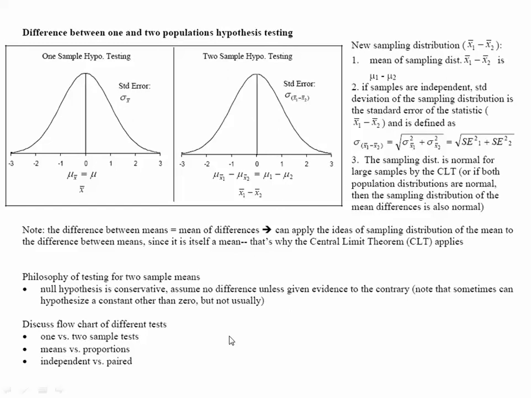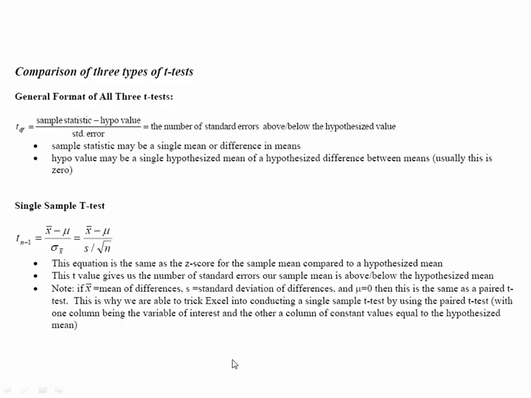So going back to our flow chart, we're going to first look and ask the question, is it 1 versus 2 sample tests? Is it a mean versus a proportion? And then finally, if it is a means 2 sample, is it independent or paired? So from section 6, we have a generalized format for all 3 tests. The generalized format is that we have some sample minus some hypothesized value divided by the standard error, and that gives us the number of standard errors that one is away from the other.